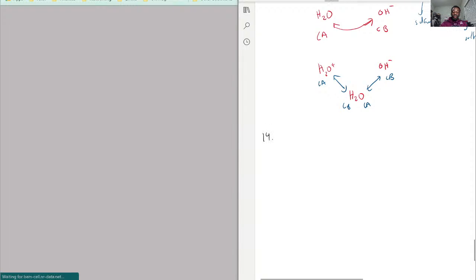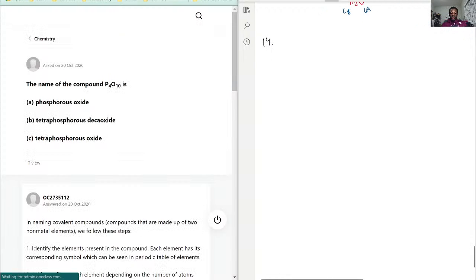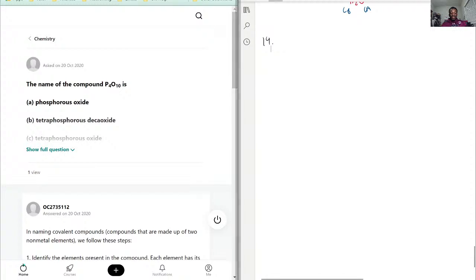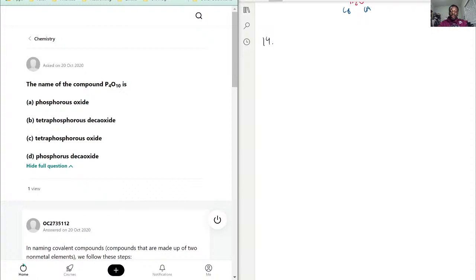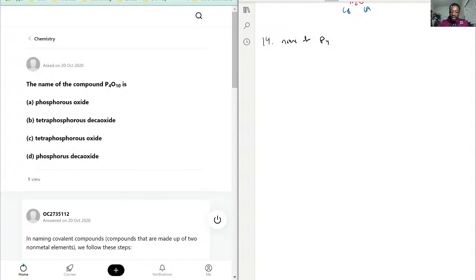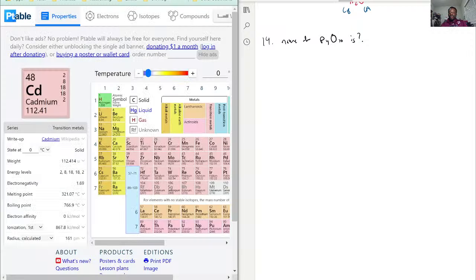So now question number 14, we have the name of this compound, okay? Name of P4O10 is, so in order for us to name this, we first have to identify what type of molecule this is, okay? Is this going to be an ionic compound or molecular compound? The way we figure this out is by going to the periodic table and seeing what phosphorus and oxygen are.